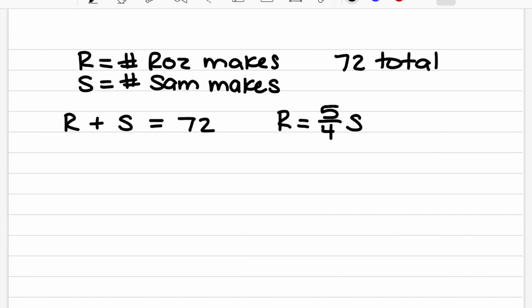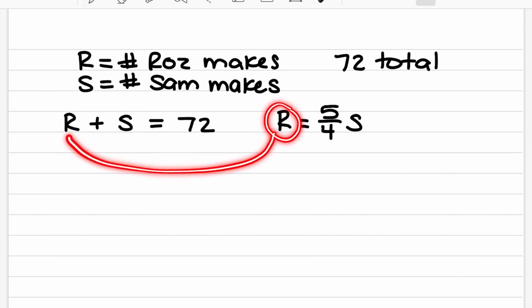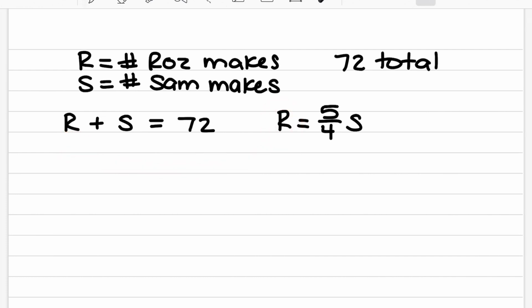We know that she's going to make slightly more because every time she makes 5, Sam only makes 4. 5 over 4 is greater than 1, which means that the number Roz makes is going to be slightly bigger than the number that Sam makes. So that's where we get that second equation. Now, since the question is asking us for how many Sam makes, we want to substitute this equation into the first equation so that the only variable we have left is the number that Sam makes. So instead of r, we're going to write 5 over 4 s plus s is equal to 72.